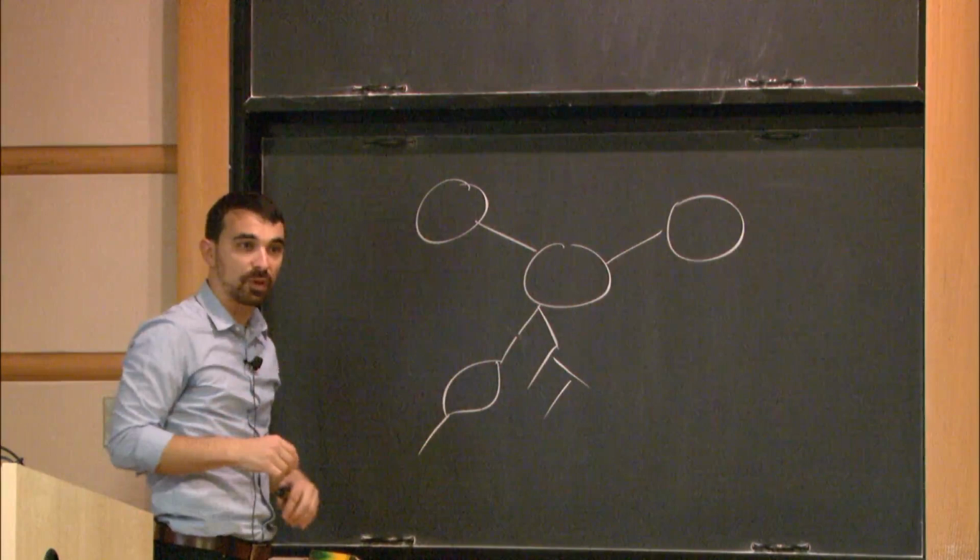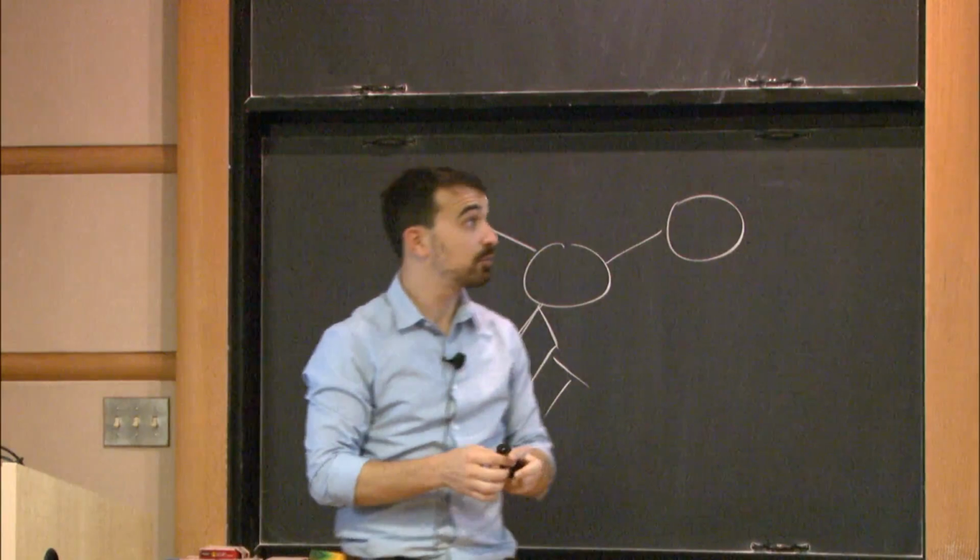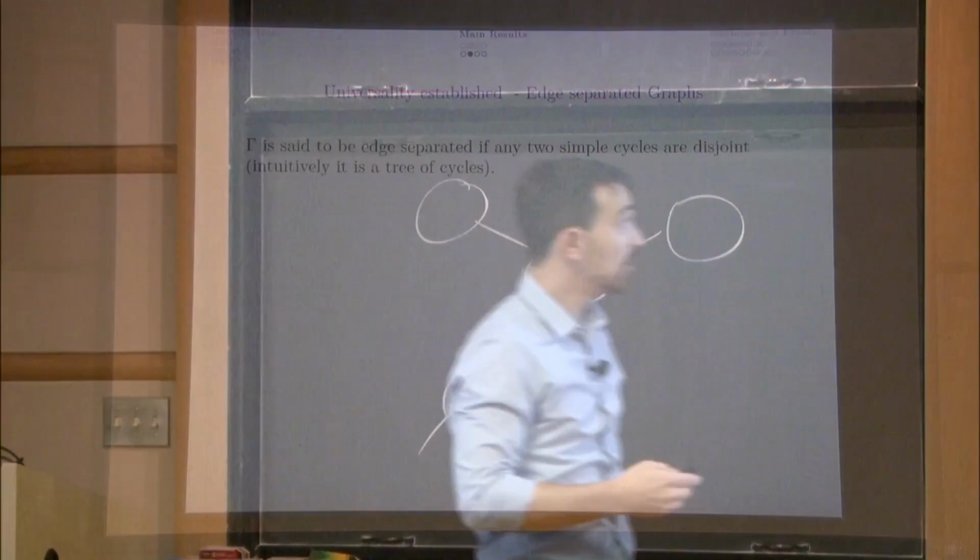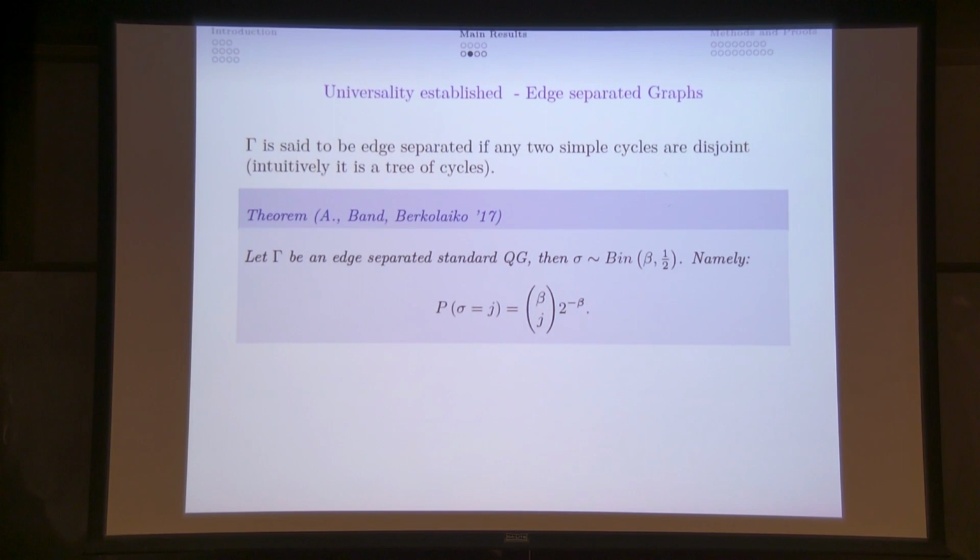So these families of graphs, we can show that they have binomial distribution. And it's actually not shown with an actual calculation, but with a lot of symmetries that we can produce, that it has to be binomial. And the binomial is exactly what converges to the Gaussian. It also gives us an estimate on the variance, which in the binomial case is beta over 4, and we believe that in general the variance is of order beta.